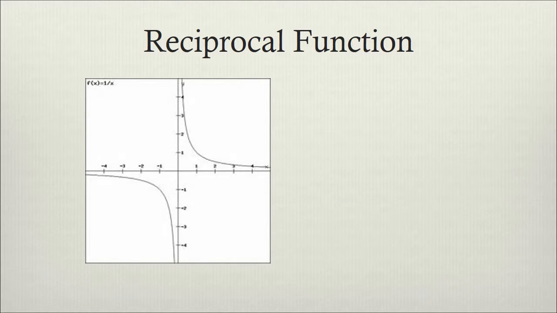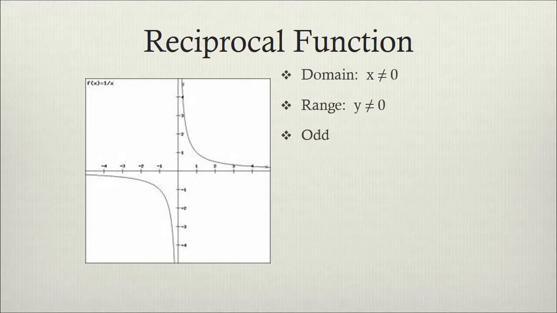This is the reciprocal function. It's kind of hard to see that. That's the function f of x equals 1 over x. The domain is everything but 0. So x cannot be 0, but it can be anything else. The range, well, y can't be 0, but it can be anything else.